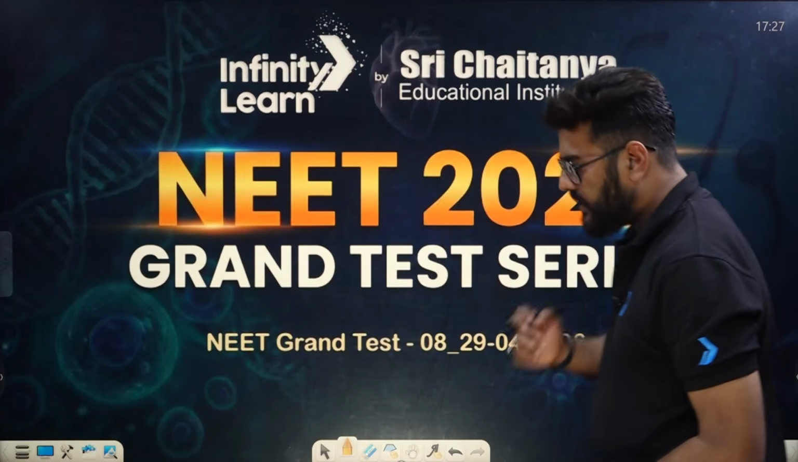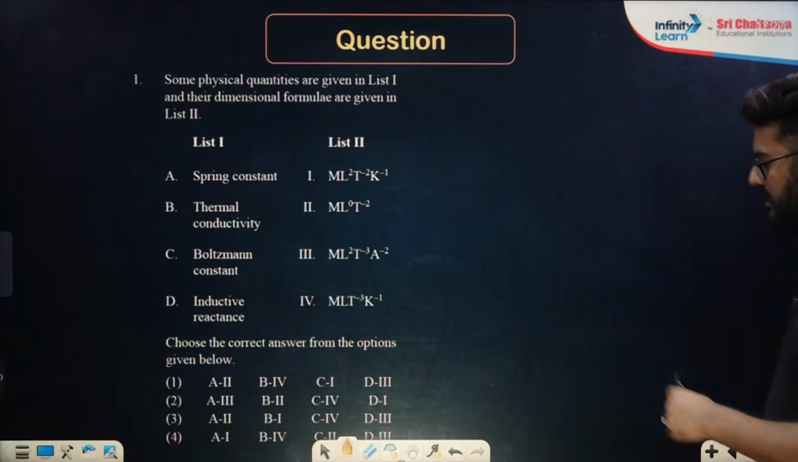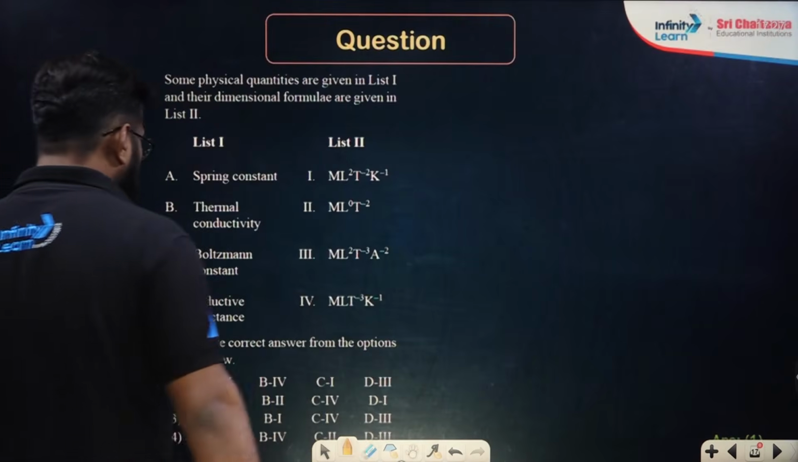So we are going to discuss quickly the physics portion over here. Now the first question over here is a very simple problem. It's based on units and measurement, and the correct answer over here is going to be option number 1. Okay, I hope you can do this.